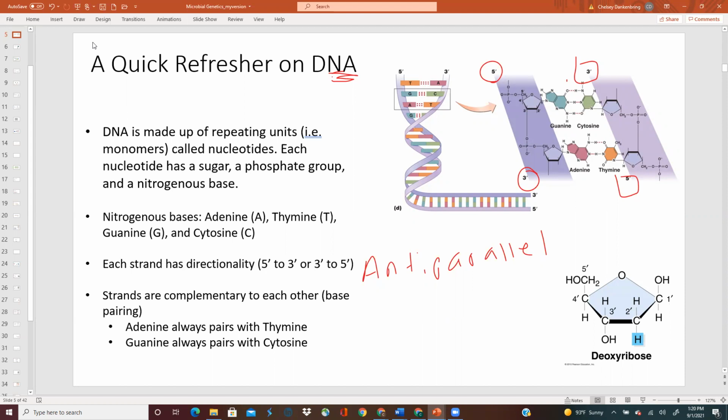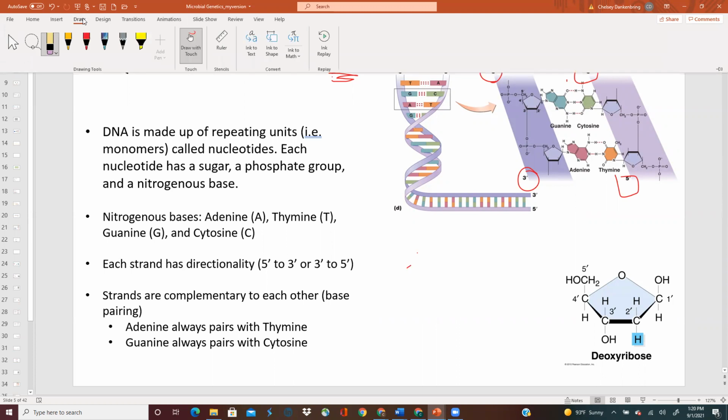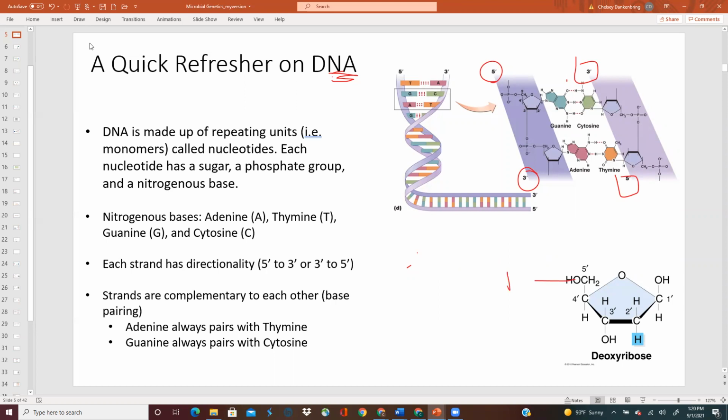Notice that the phosphate group is attached to the left and it actually attaches, let me erase this word anti-parallel real quick. All right, so on this 5-carbon sugar, on this 5' carbon is where the phosphate is going to be attached. And on the number 1 carbon is where the base is going to attach. And for some reason, it's not letting me write on there. But on that number 1 carbon at the 3 o'clock position is where the nitrogenous base attaches.